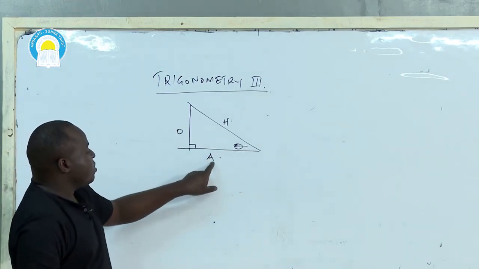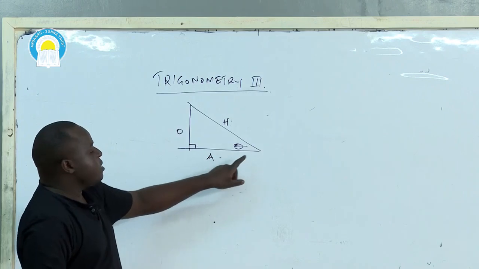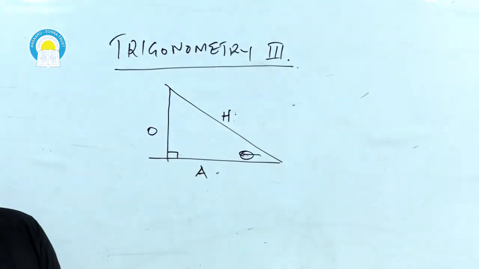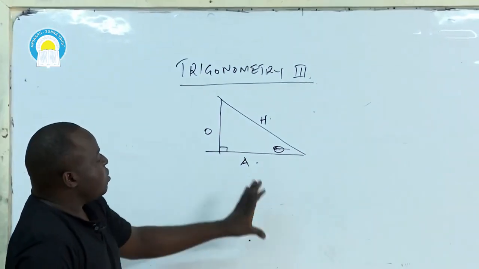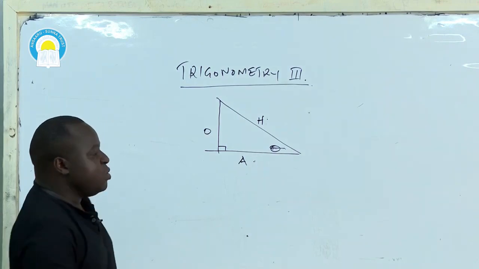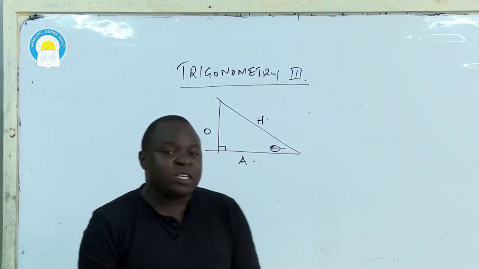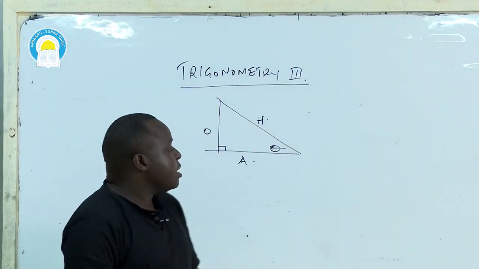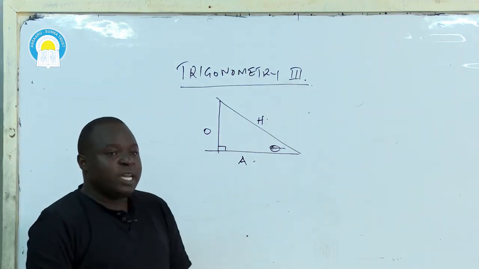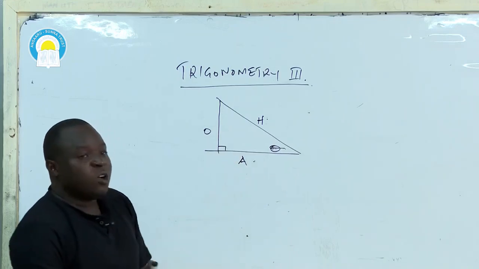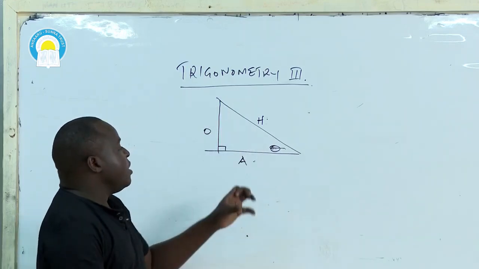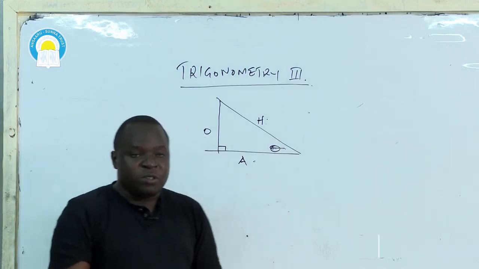That side which is close to theta is the adjacent. Opposite to theta is the opposite. Then the longest side is always the hypotenuse. So now, from this right angle triangle, you were introduced to three ratios, which were the sine ratio, the cosine ratio, and the tangent ratio. The ratios were a relation which helps you either find a side or an angle on a right angle triangle, provided you're given some extra information to do so.